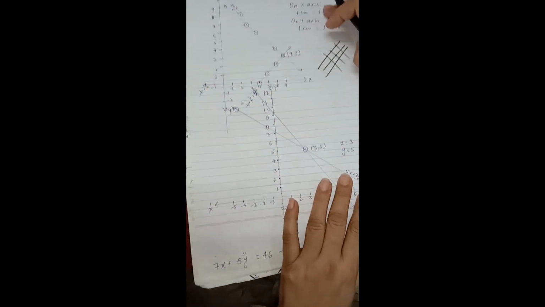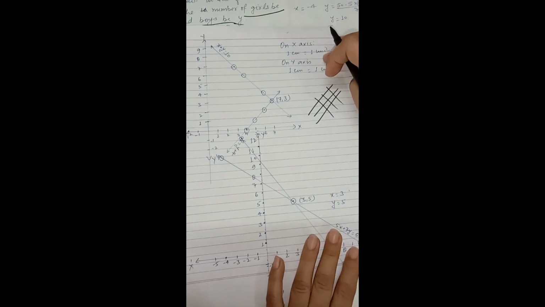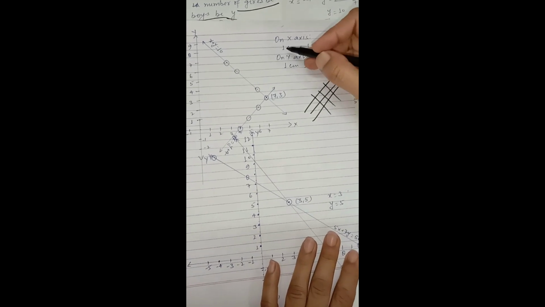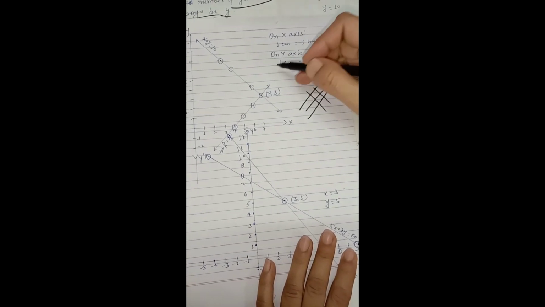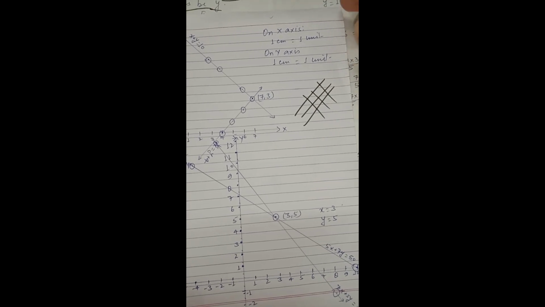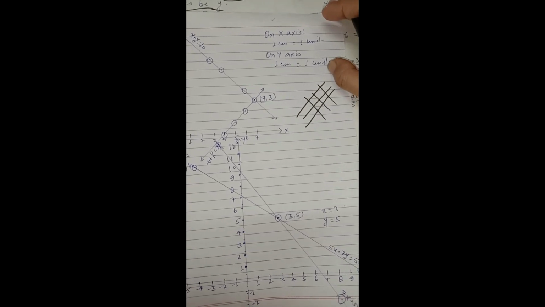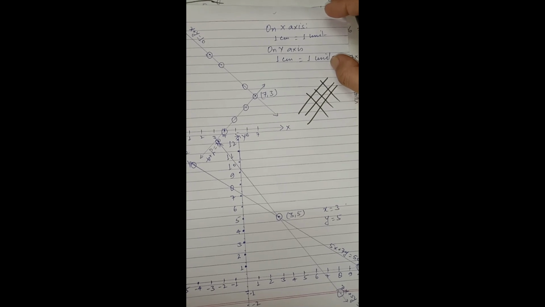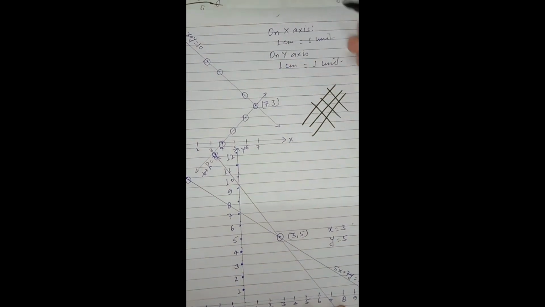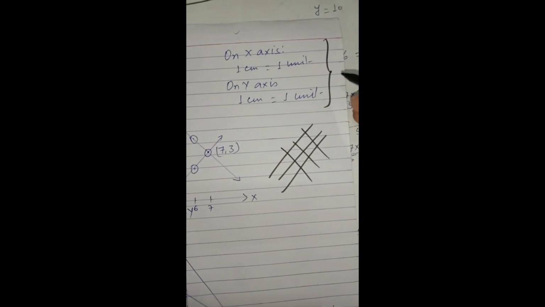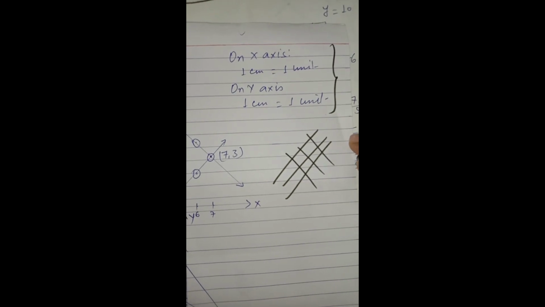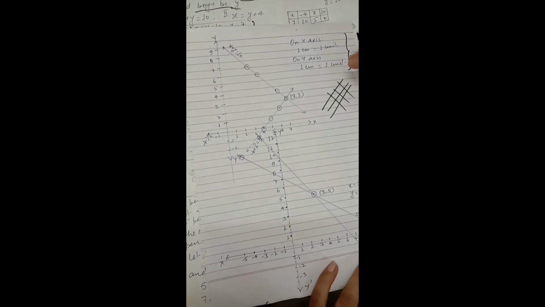Also we will write the scale here. This is a must. On x-axis 1 centimeter equals to 1 unit. On y-axis 1 centimeter equals to 1 unit. You can take 2 centimeter also equals to 1 unit. So you have to mention it. This box you have to make on the graph paper and you have to mention. The marks will be deducted if you will not write.